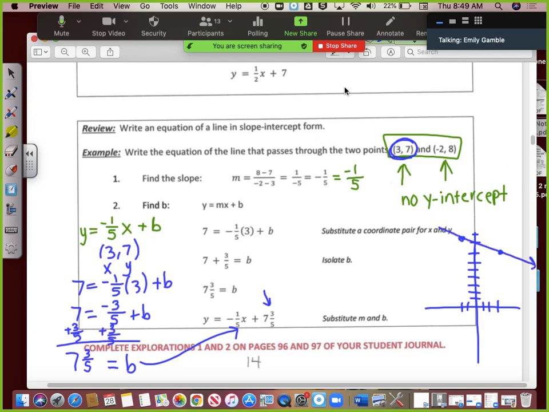If we were looking at this line, mine actually looks kind of accurate. But if it was an accurate line, you would not know where the y-intercept was because it's a little bit above 7. It's 7 3/5. So when you're given a graph or you're given 2 points and the y-intercept is not given to you, you have to solve it by using this method here.